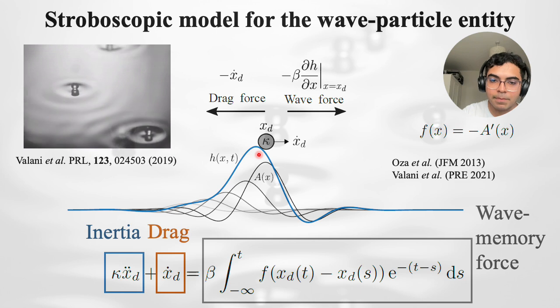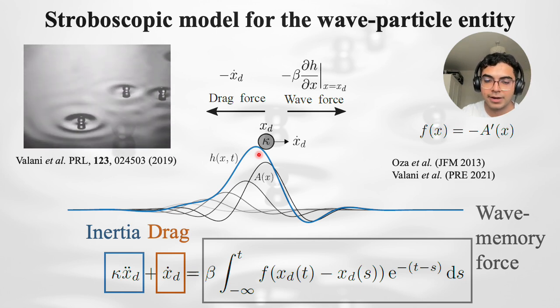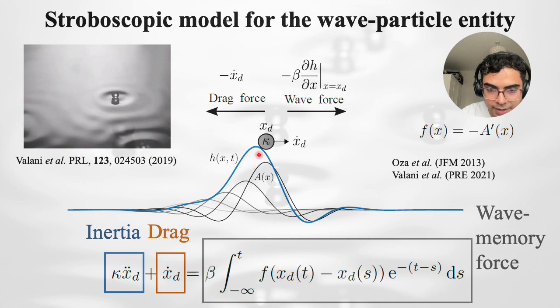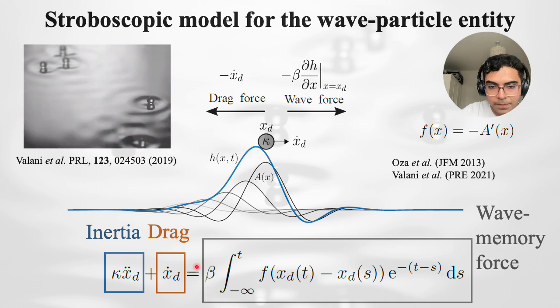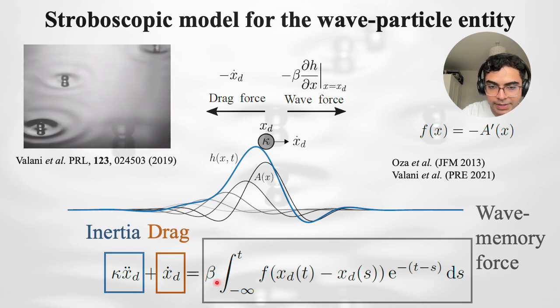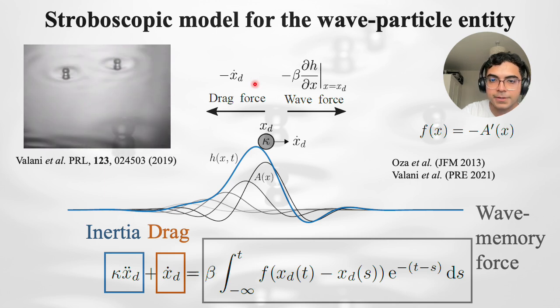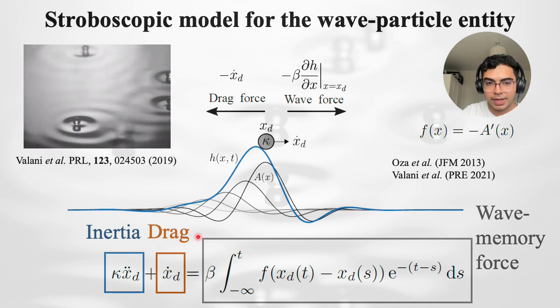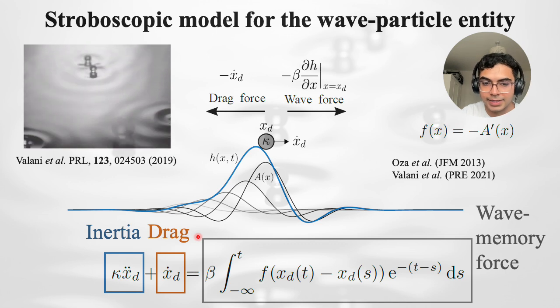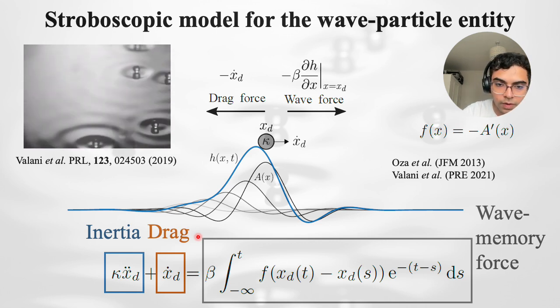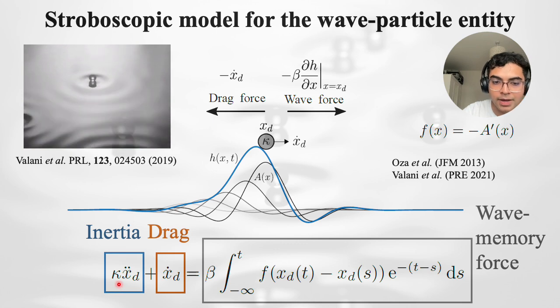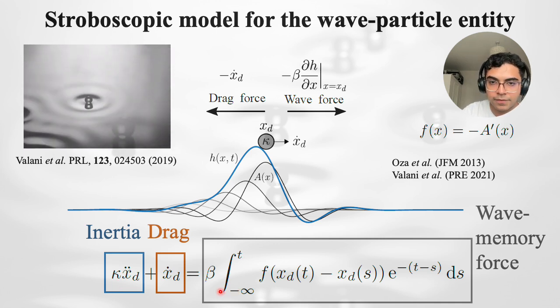And then the force that the particle feels will be proportional to the gradient of this overall wave field, right? And this parameter beta, in a sense, couples the strength of the force. So it's a coefficient that determines the strength of this wave memory force. So in this way, we get an integral differential equation that describes the motion of the wave particle entity in the horizontal direction. And we have these two dimensionless parameters: kappa as a dimensionless mass and beta as a dimensionless wave memory force coefficient.